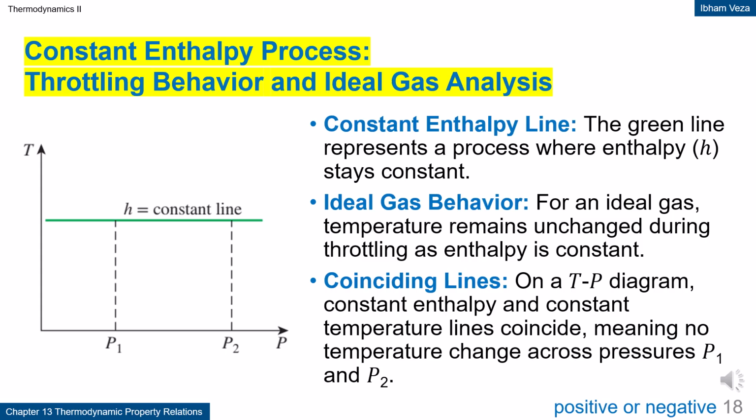Constant enthalpy process and ideal gas. For an ideal gas, throttling does not cause any temperature change because enthalpy depends only on temperature. As a result, constant enthalpy lines coincide with constant temperature lines on a T-P diagram. This explains why the Joule-Thomson effect does not exist for ideal gases. This behavior is very different from that of real gases. Therefore, throttling cooling is purely a real gas phenomenon.